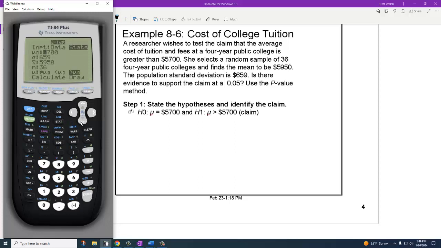I'm going to do it based on statistics with an initial mean of 5700. That'll always be your null hypothesis. My standard deviation is 659. The sample mean from the sample we took is 5950, and that was a sample of 36. I could choose not equal to, less than, or greater than. I'm going to choose greater than because that is the symbol that's there. I'm going to choose to calculate. Now this gives me a z-score of 2.276, so my test statistic would be z equals 2.28.